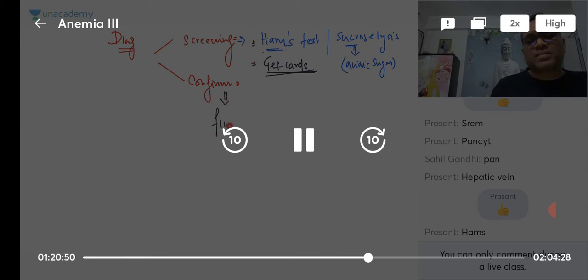Confirmation is done by flow cytometry, where you analyze GPI anchor proteins, CD59 and CD55. Right? So like hereditary spherocytosis, this is also confirmed by GPI anchor protein analysis, right?